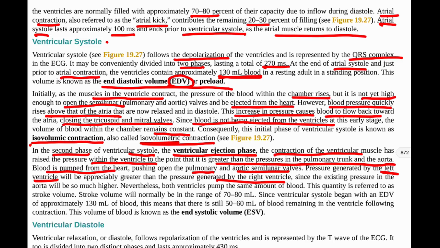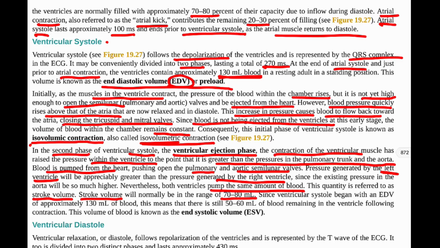Remember, the left side has to go to the entire system, and it has a much thicker layer of muscle around it than the right side, because the right side only has to go to the lungs. But even though there's a higher amount of pressure on that left side, they both pump the same amount of blood. This quantity is referred to as the stroke volume. The amount of blood that is ejected from the ventricles is called the stroke volume, and that's normally about 70 to 80 milliliters.